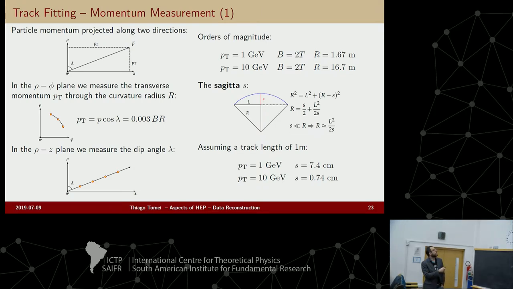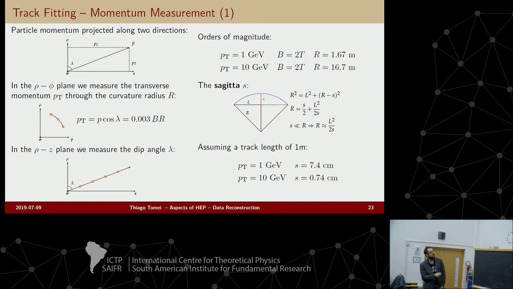Remember, if you want to measure your momentum, you have two different things. In the transverse plane, you have this curve here, which is the projection of the helix. But in the rho-z plane, you only measure this dip angle here. This is easy, because here you just fit a straight line, and from it you get the dip angle. Now the transverse plane is complicated. How do you get the momentum? You have the formula.